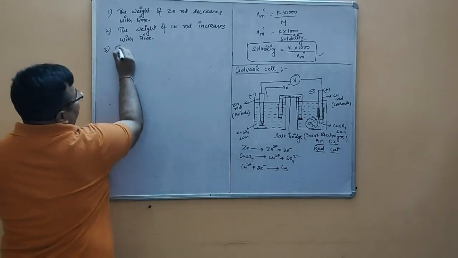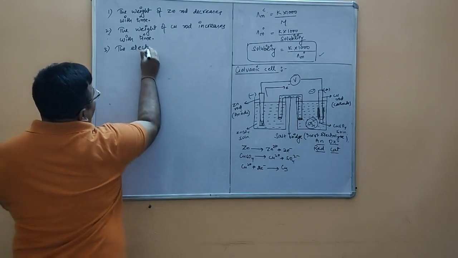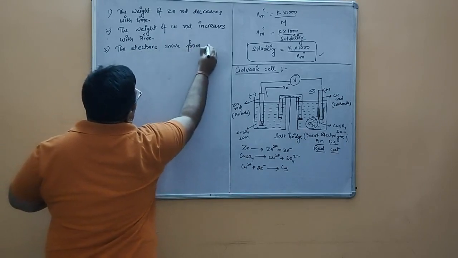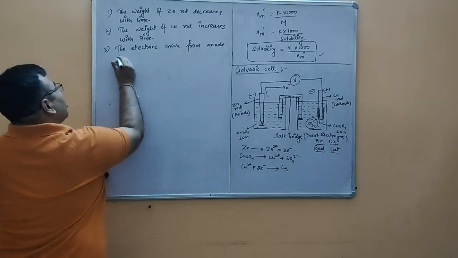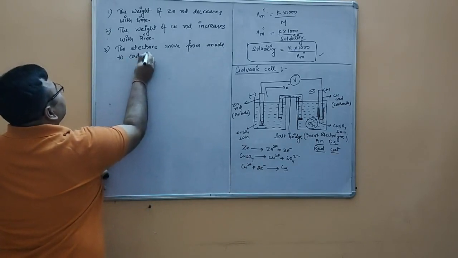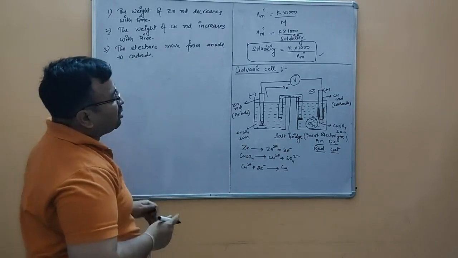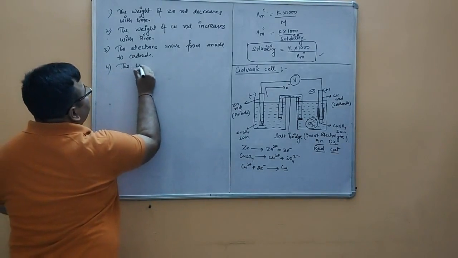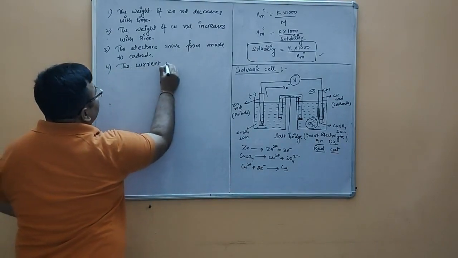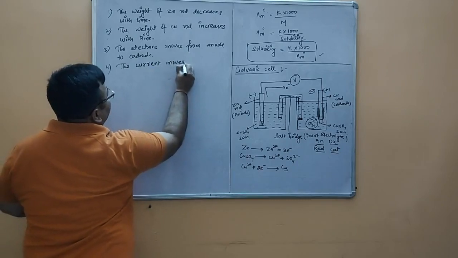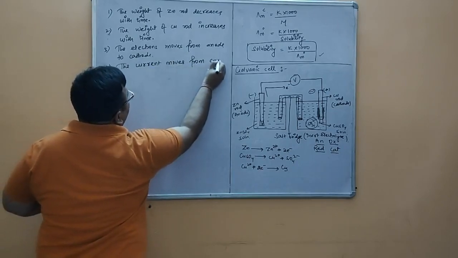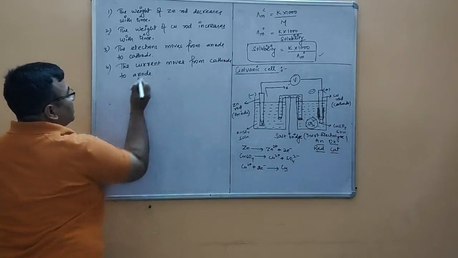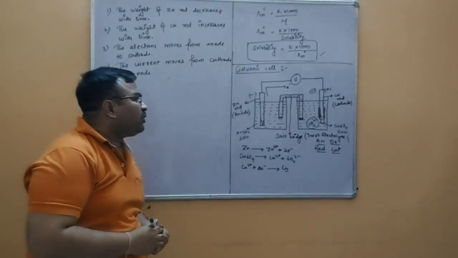Third, the electrons move from anode to cathode. इलेक्ट्रॉन जो है वो एनोड से कैथोड पर मूव कर रहे हैं, और जिस डायरेक्शन में इलेक्ट्रॉन मूव करते हैं करंट हमेशा उससे अपोजिट डायरेक्शन में मूव करता है. The current moves from cathode to anode, right?